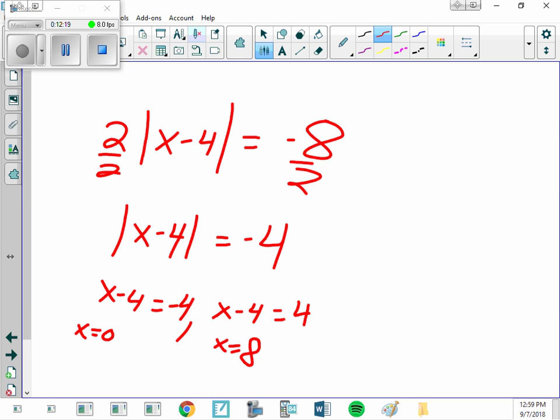It looks like there are answers. But when you plug them back in, it doesn't work. 0 minus 4 is negative 4. Is the absolute value of negative 4 equal to negative 4? No. So this one doesn't work. 8 minus 4 is 4. Is the absolute value of 4 equal to negative 4? No. So that one doesn't work either. So you have to be careful and make sure you never get an absolute value equals a negative. And the one way that I kind of remember it is, if you split it and the first one is negative, there's no answer. Right? It should be positive 4 and negative 4.